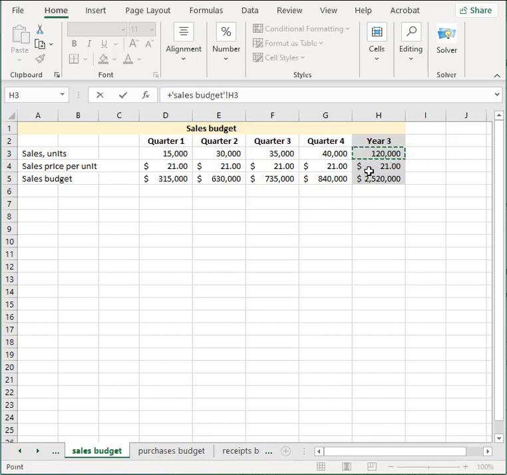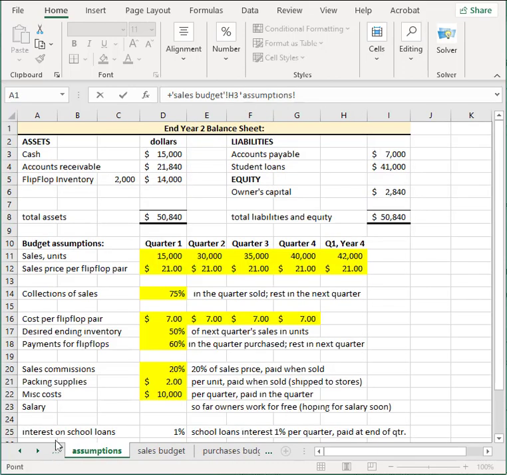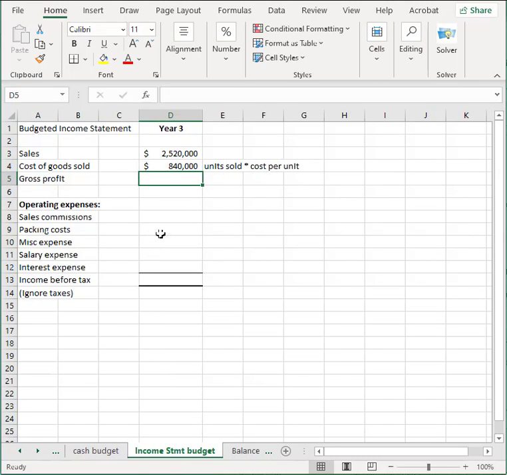Sales price is what the customer pays. Cost is what we had to pay to get them. All right, and that was $7. So we sold them at 21, but we paid 7. And so the difference is our gross profit. Sales minus cost of goods sold is your gross profit.